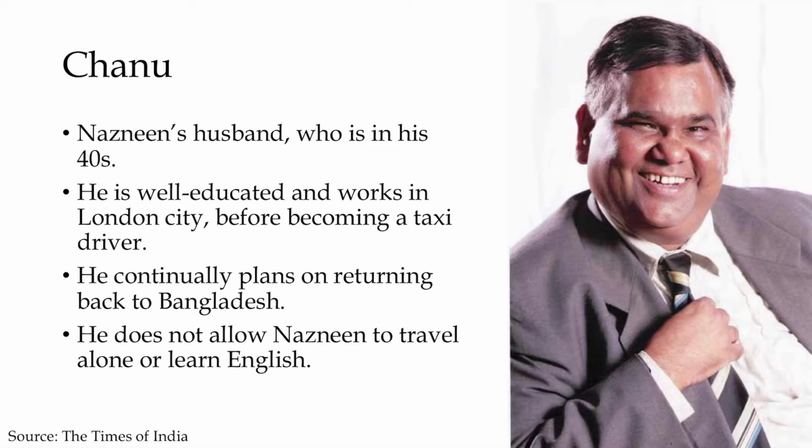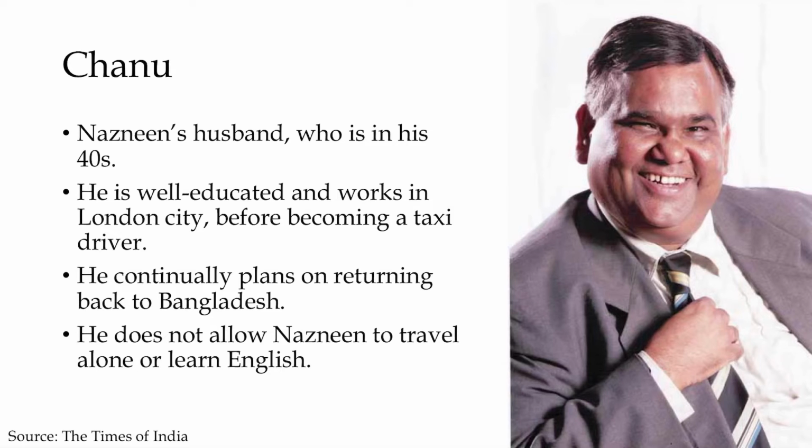Chanu is Nazneen's husband, who's in his 40s, much older than Nazneen. He's very well educated and he works in London before becoming a taxi driver, and within London he worked in a council, and he continually feels very nostalgic and wishes to return back to Bangladesh.